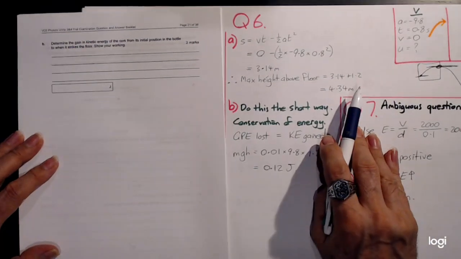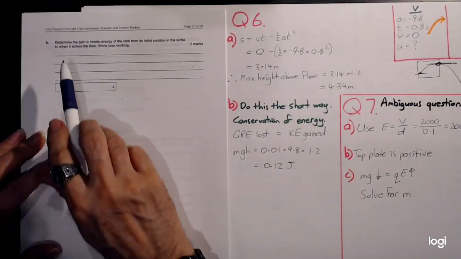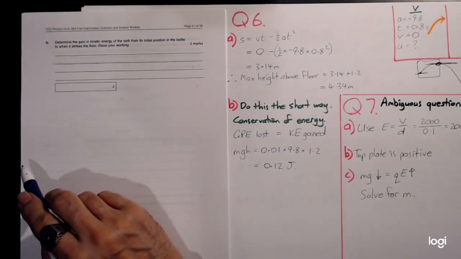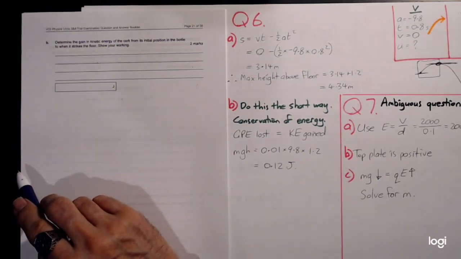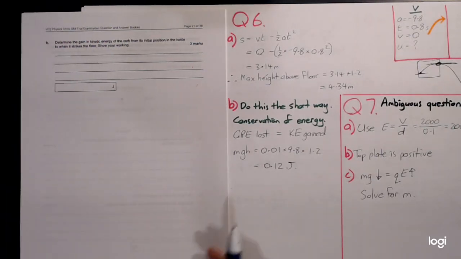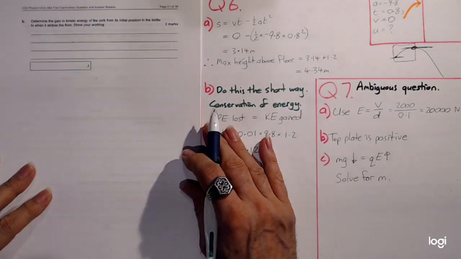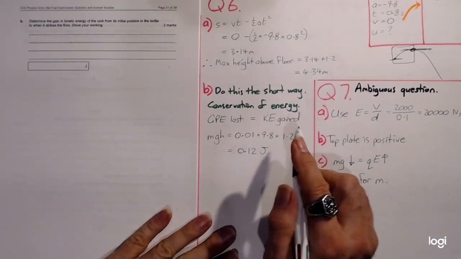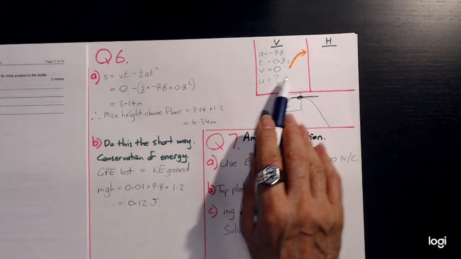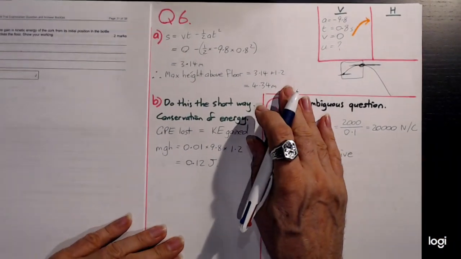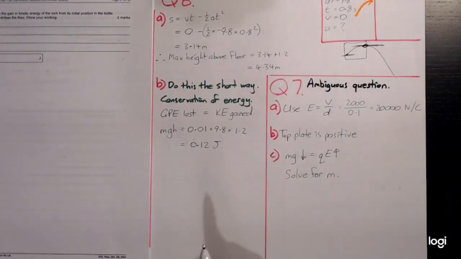Part B, and I'll fix this in a minute. Part B, determine the gain in kinetic energy of the cork from its initial position in the bottle to when it strikes the floor. Show your working. Okay. This is a conservation of energy question. You can do this a much longer way using some of this stuff, and one of these formulas. However, again, I'm all about doing it the easy way, the fast way. This is the fast way.